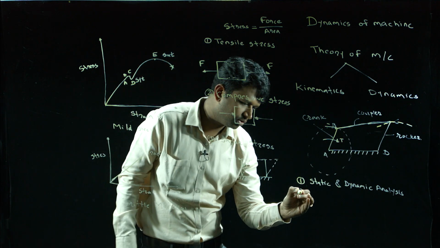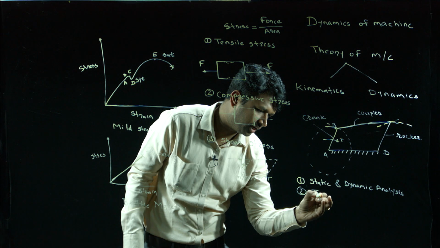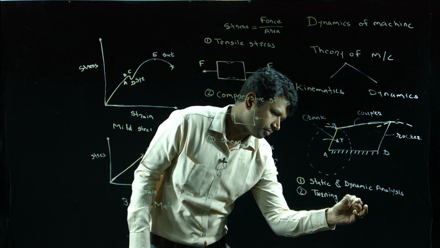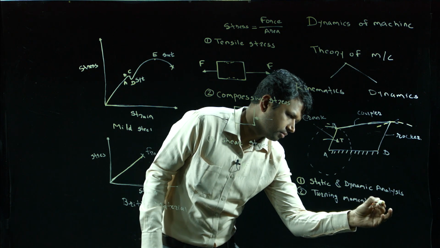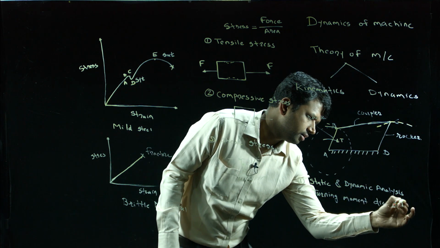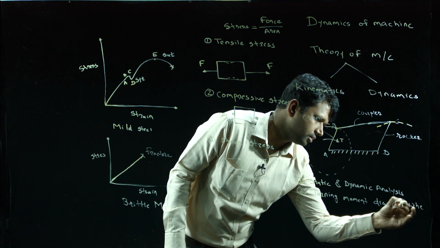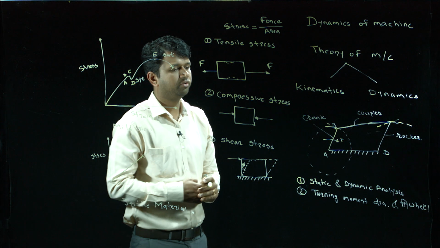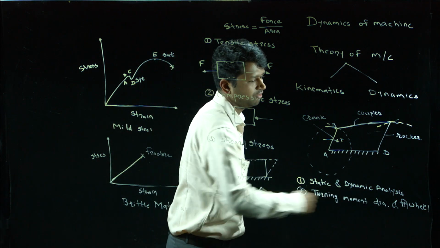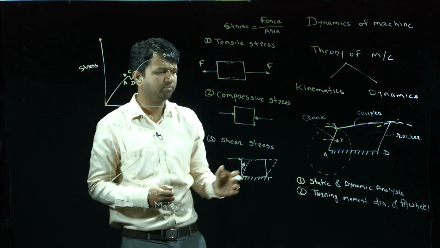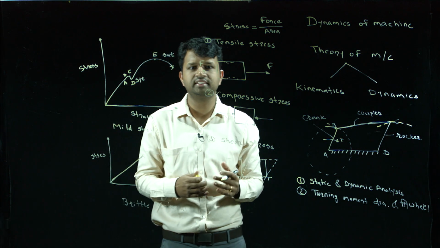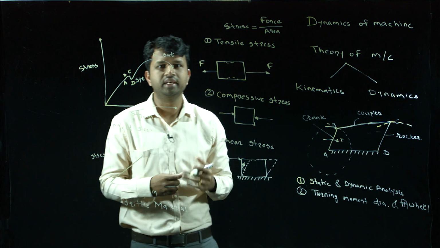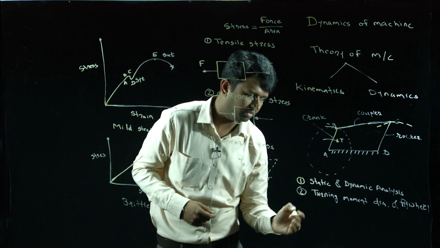Then the second unit is all about the turning moment diagram and flywheel. A flywheel is nothing but an element which stores energy when there is excess of energy and gives the energy when there is a requirement. That is all about the flywheel.